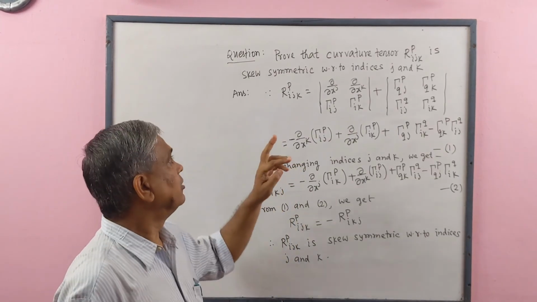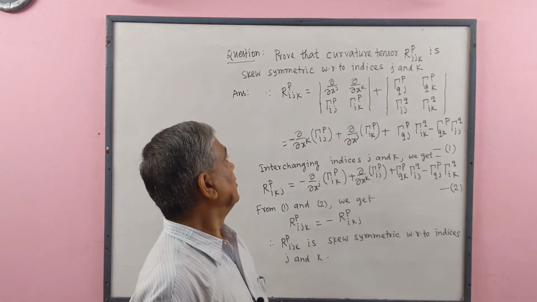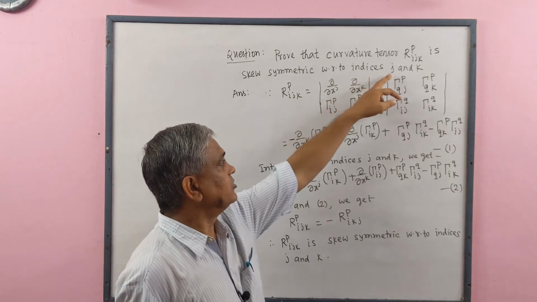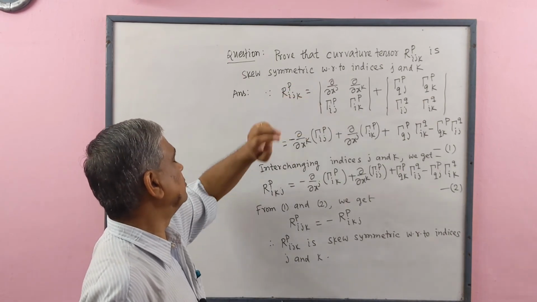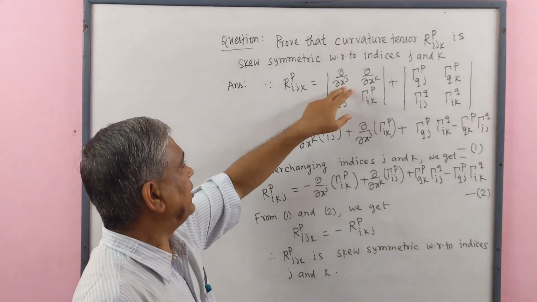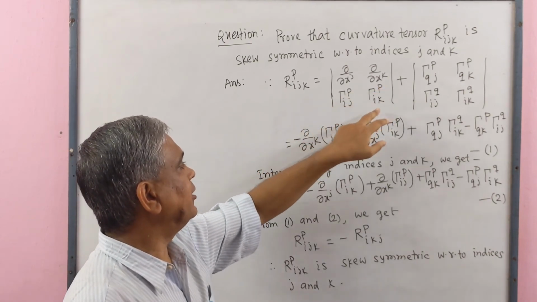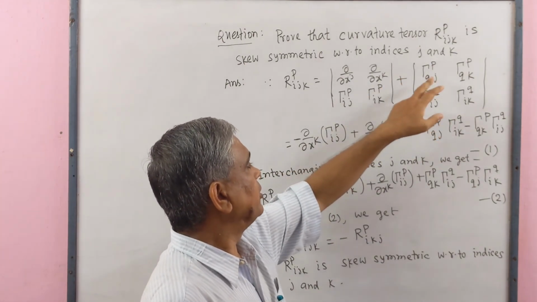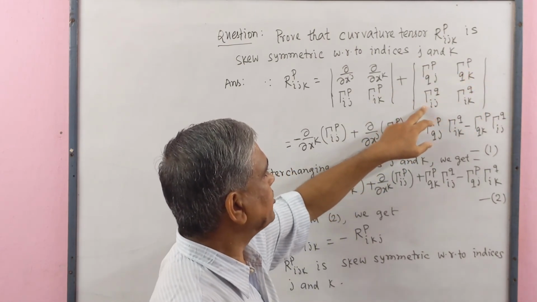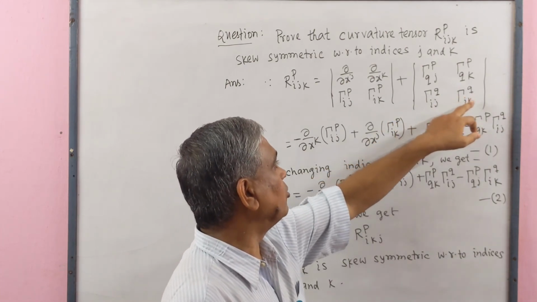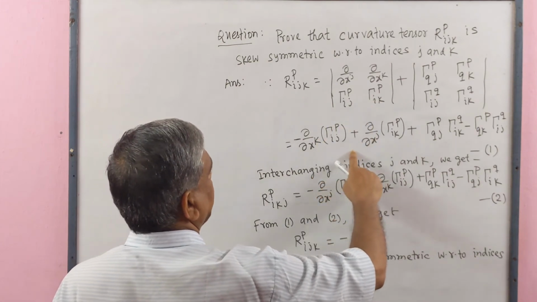Now we solve a question. Question is that prove that curvature tensor Rpijk is skew symmetric with respect to indices j and k. Firstly, we write the curvature tensor Rpijk equal to determinant of del by del xj, del by del xk, Christopher symbol second kind Pij, Christopher symbol second kind Pik, plus determinant of Christopher symbol of second kind Pqj, Pqk, Qij, Qik. Now, by expanding we get result 1.